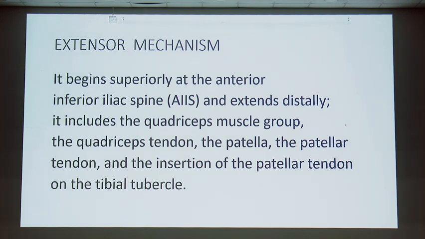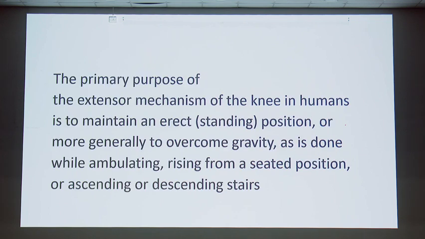Let's start with extensor apparatus. What is this extensor apparatus? It begins superiorly at the anterior inferior iliac spine and extends distally. What are the structures forming the extensor mechanism? It is the quadriceps muscle group, quadriceps tendon, and our hero patella, patellar tendon, and the insertion of patellar tendon on the tibial tubercle. What is the main purpose of extensor apparatus?